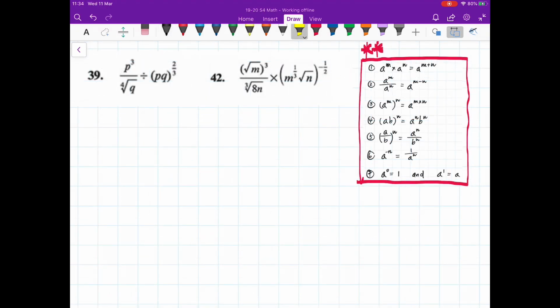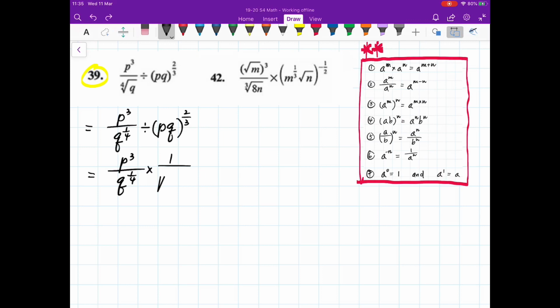So let's take a look at question 49. Our first step is to change all the roots into rational index. Then we will change the division sign into the multiplication sign, and therefore we have 1 over p to the power 2 over 3 times q to the power 2 over 3.